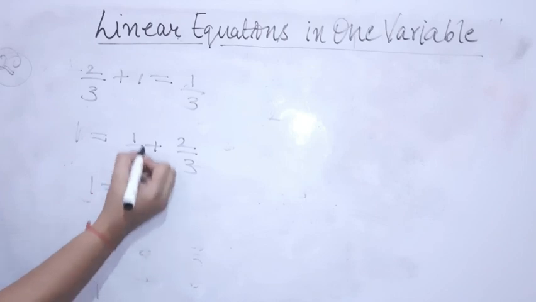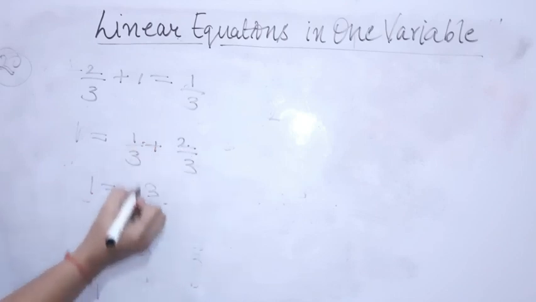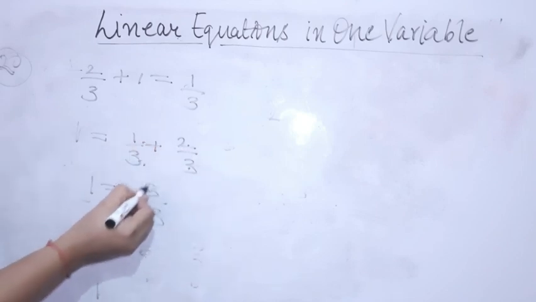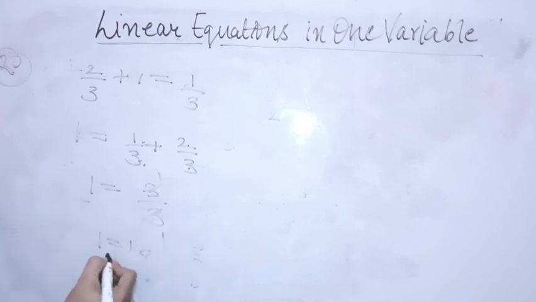So 1 is equal to 1 plus 2 is 3, and both the denominators were the same. So 1 is equal to 1. LHS is equal to RHS, and we can say this is hence verified. Okay, I hope you must have understood, students, how I have done this question.